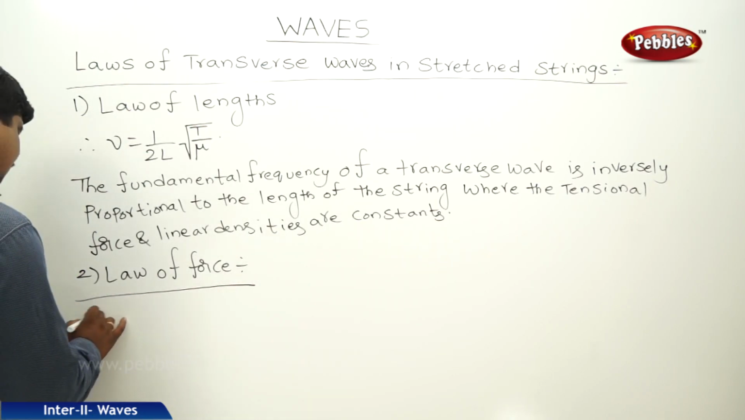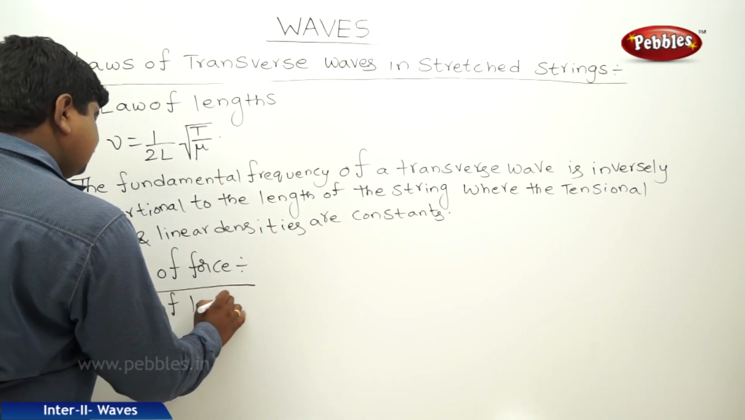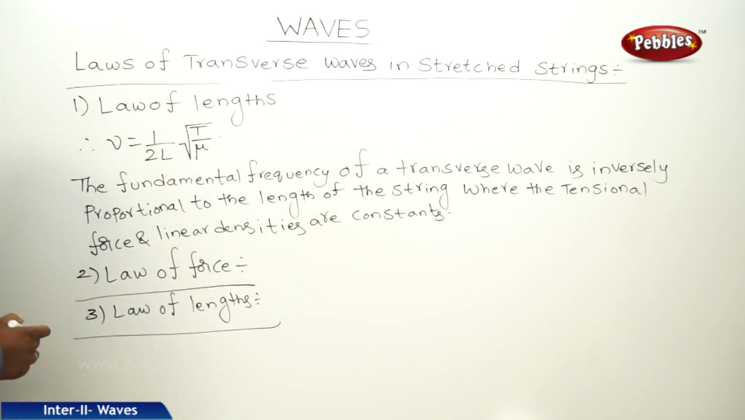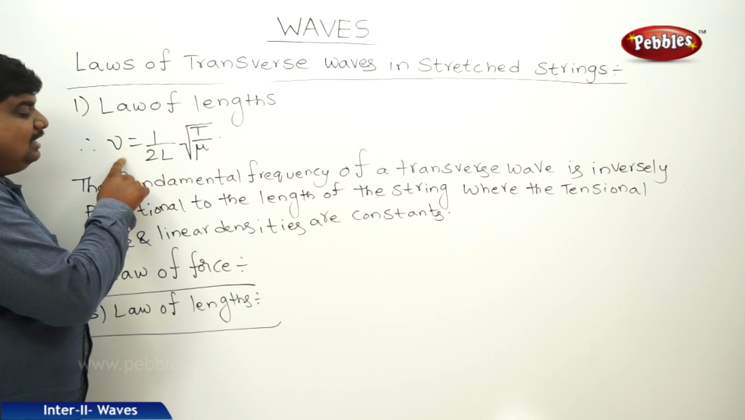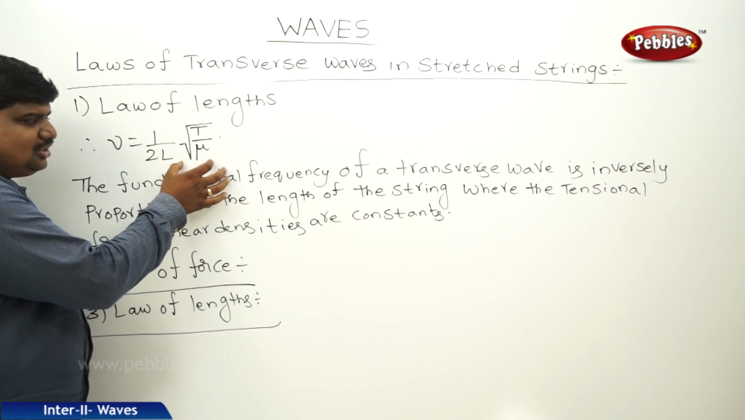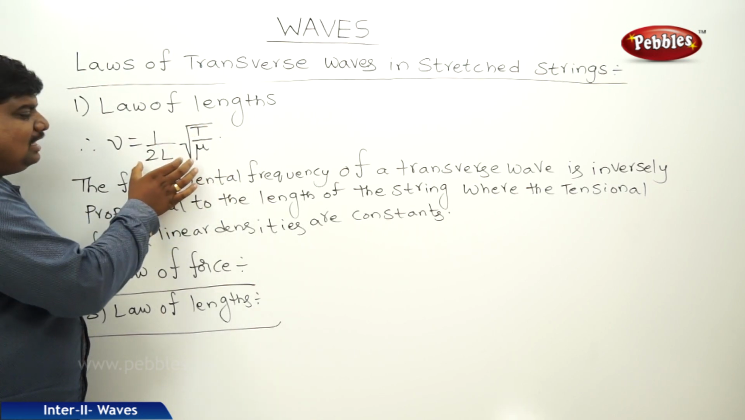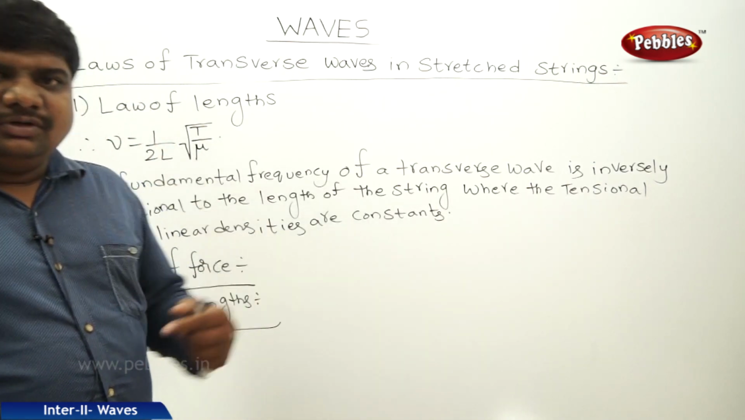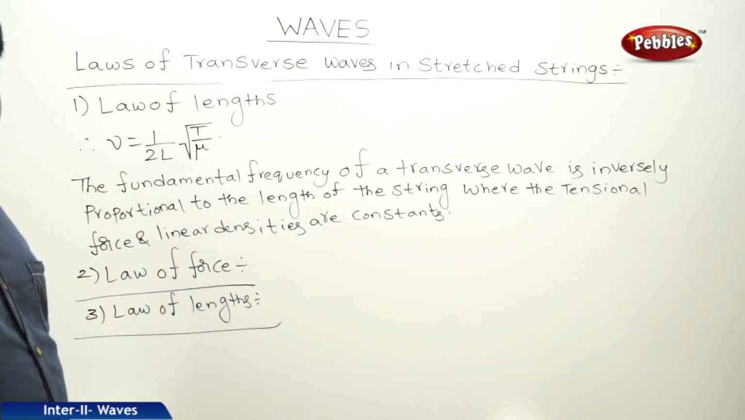Third one, the law of mass. The fundamental frequency of the transverse wave on a stretched string is inversely proportional to the square root of the linear mass density where the tensional force and length are constants. So these are the 3 rules or 3 laws of transverse waves in stretched strings.